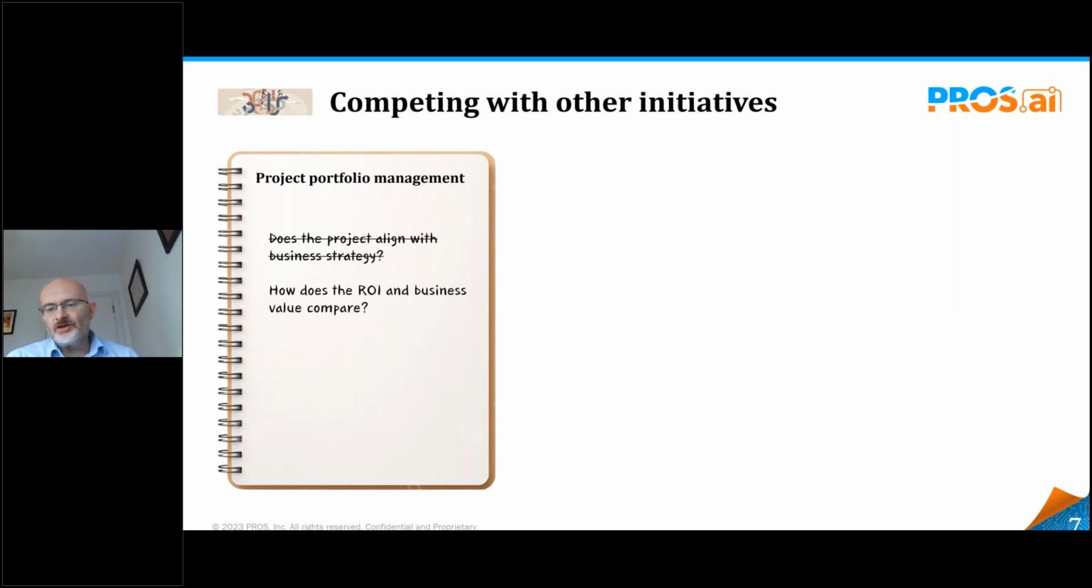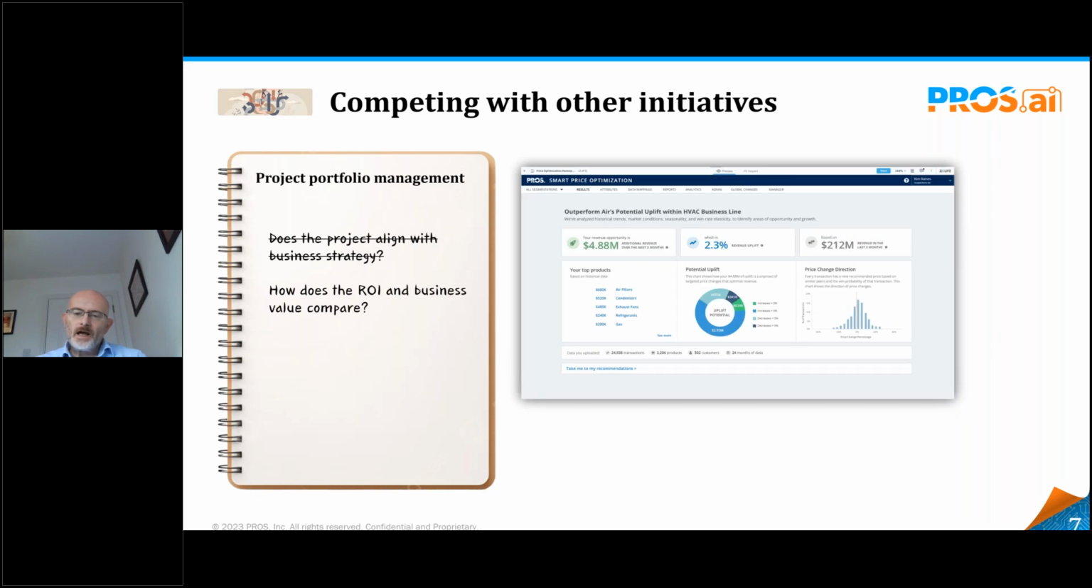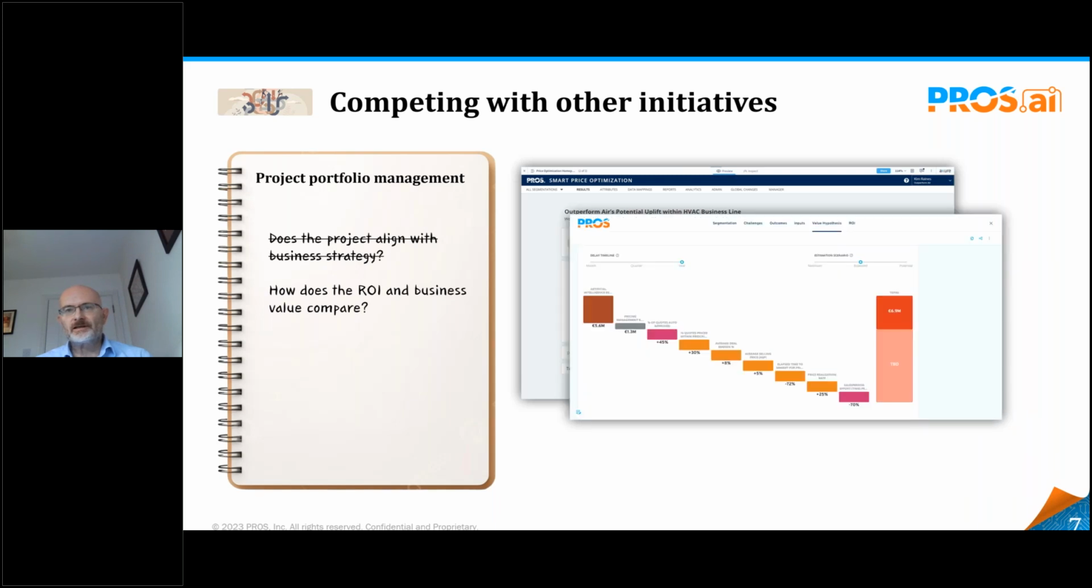Now, with many projects competing for resources, the next obvious question is, how does the ROI and business value compare one project versus the other? So we need to make an educated guess of both tangible and intangible benefits. And with Company X, we ran the algorithm. We basically took their sales transactions and ran our AI algorithm, and we were able to estimate the revenue uplift that they would get using their actual data and their current levels of pricing. So this gave us an idea of the revenue uplift and therefore the additional margin that they would achieve by implementing the project.